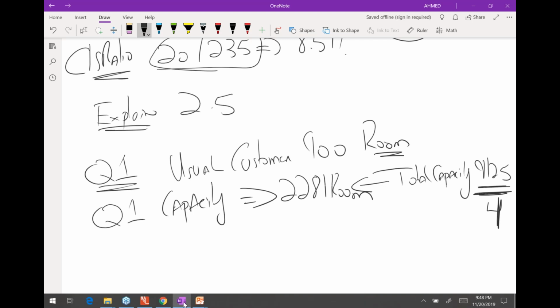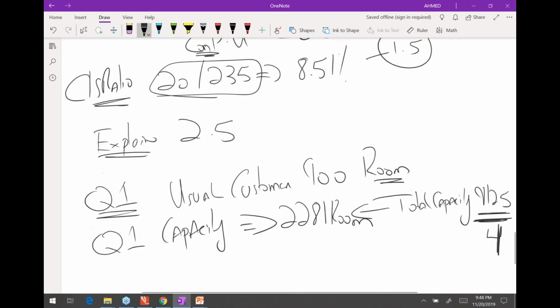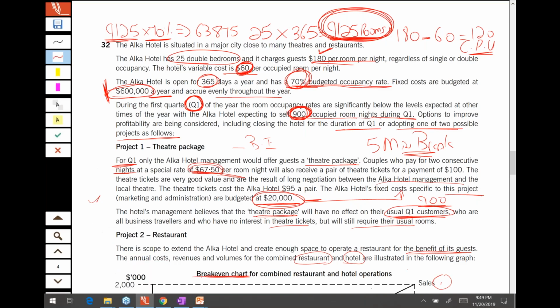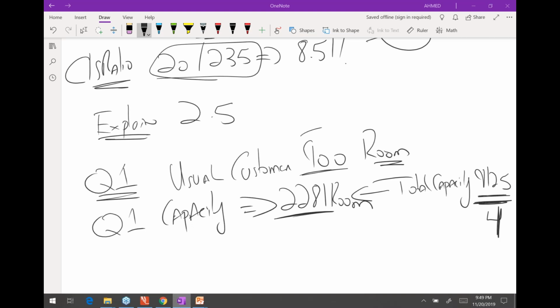So this is the capacity of each quarter, and 900 are the usual customers. This means these 900 are not impressed by the theater package, as the question stated here. In the question, you can see very clearly that these 900 will continue, who are business travelers and who have no interest in theater tickets. So, friends, if they have no interest in theater tickets, these are the normal customers. Now, how many rooms will be available for theater customers?